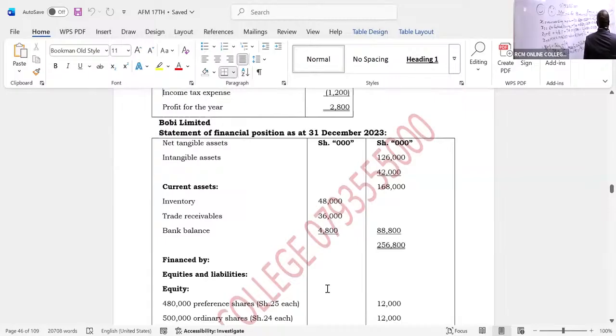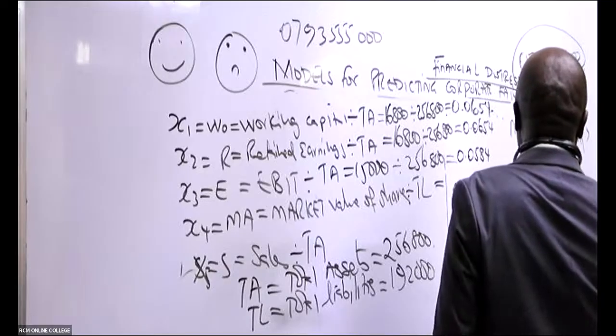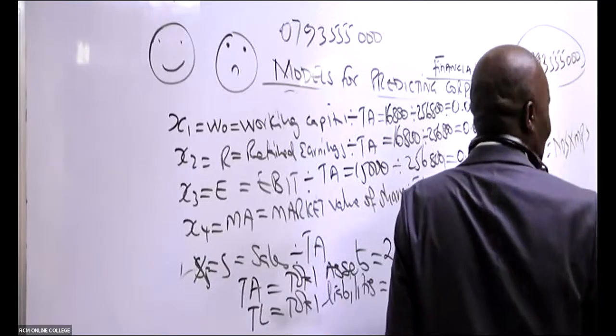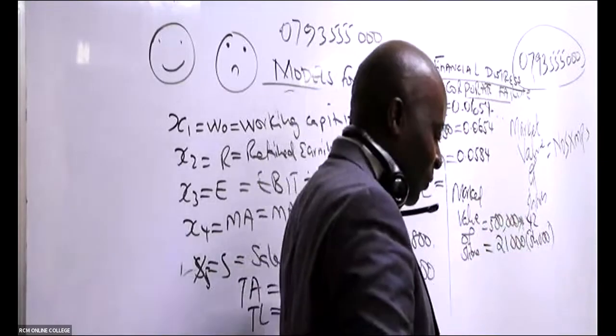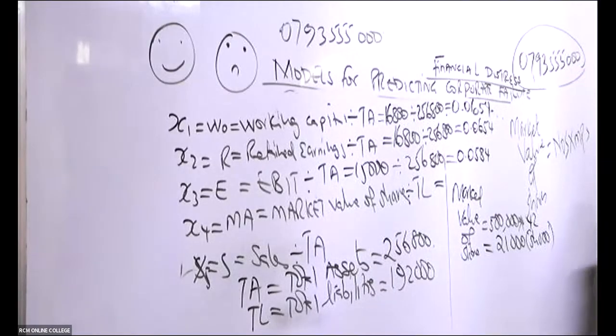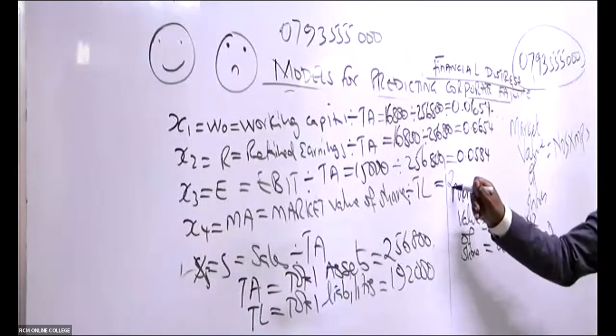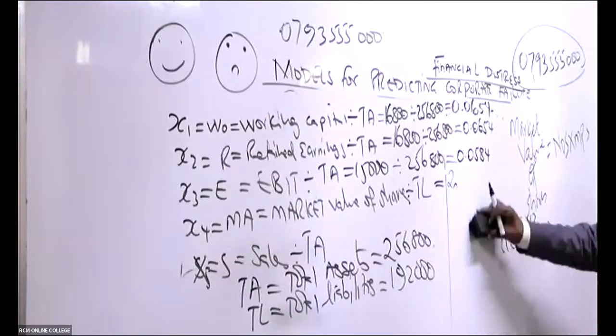So times 42. 500,000 times 42 is 21 million, which will be the same as 21,000, because whenever you are doing figures outside the balance sheet, always be careful. Our balance sheet figures are in shillings thousands, so you shall also capture this number in terms of thousands. It shall be read as 21,000. So market value of shares is 21,000.